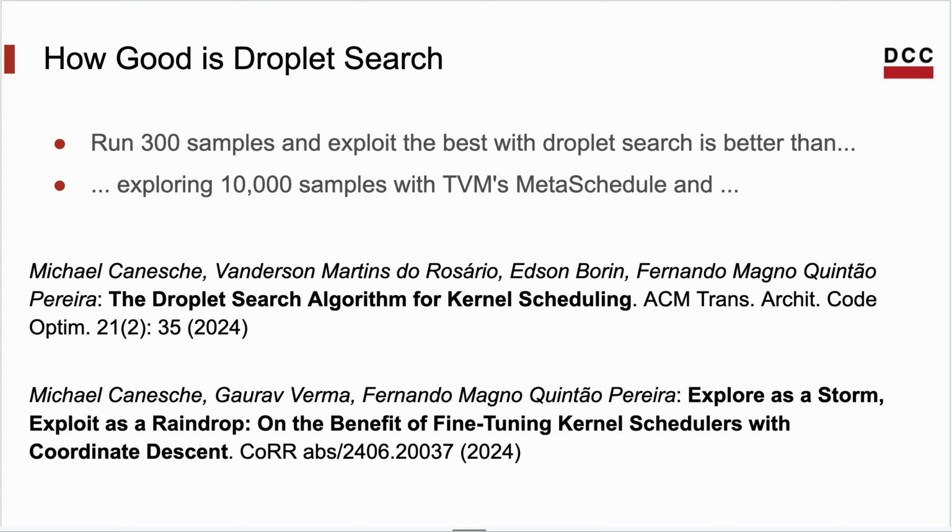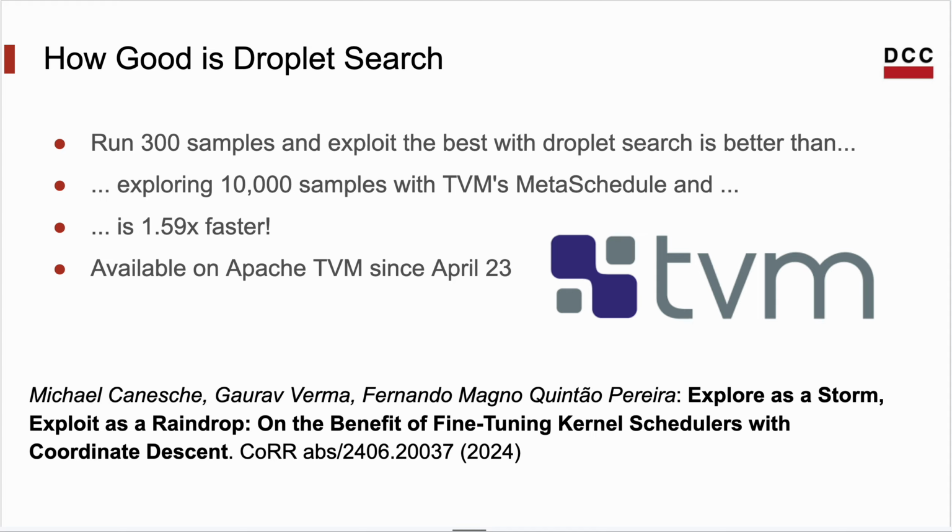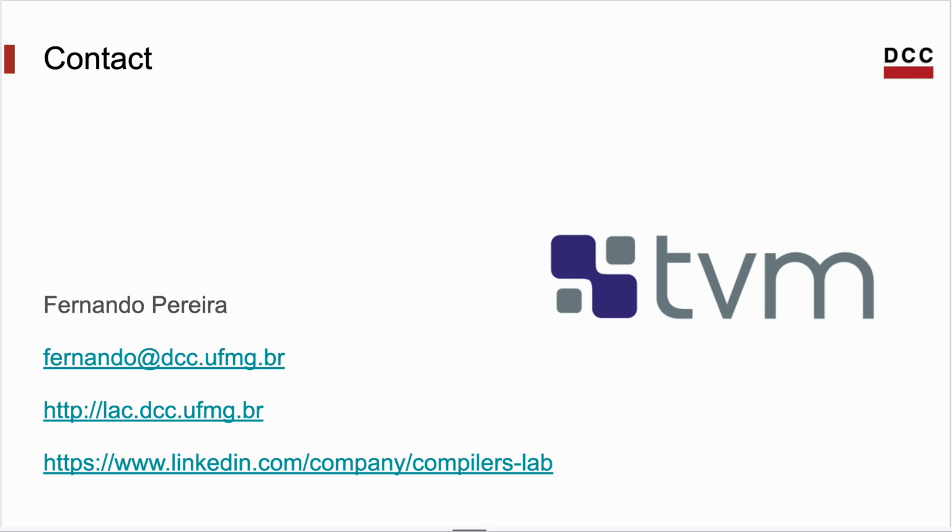And the algorithm itself is very effective. Just to give you an idea, running 300 samples and exploiting the best one with Droplet Search yields a faster implementation of a convolutional neural network than exploring 10,000 samples with TVM's meta schedule. And that's much faster, like 6% faster more or less. And since 2023, Droplet Search is part of Apache TVM. And that's our story with Apache TVM.